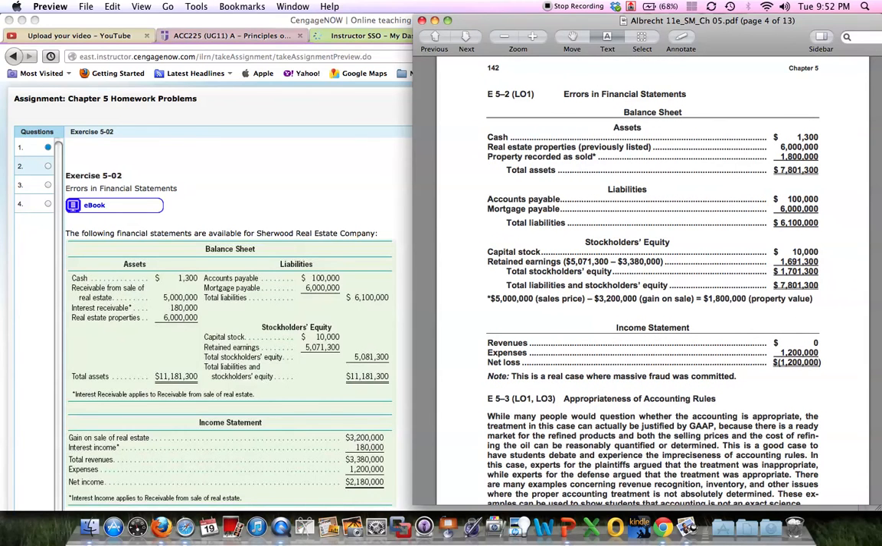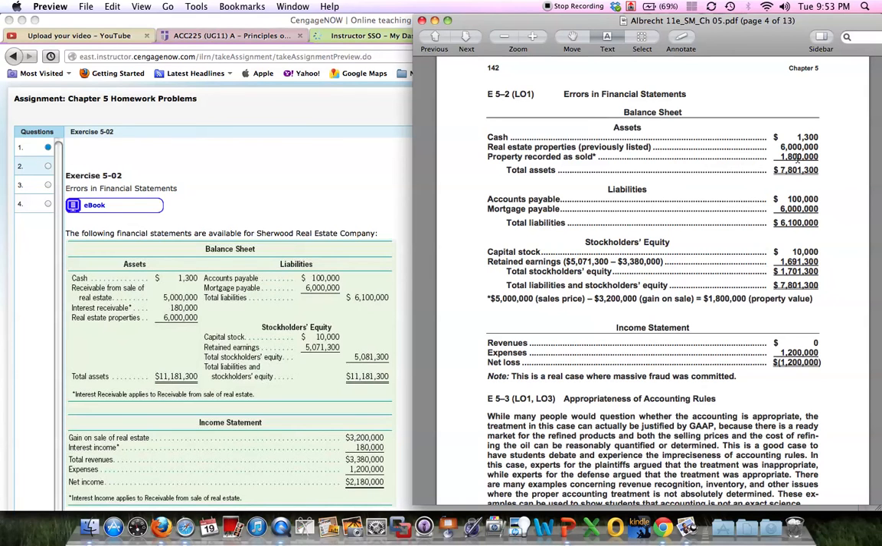And now on the balance sheet side, let's just compare both sides, the original versus what we have. Cash is the same. Real estate was $5 million over here. The receivable from real estate, there was no receivable on the right side. You still have $6 million of real estate properties on hand, and so you still have that on the right side. And then on the left side, you had some interest receivable of $180,000. On the right side, that does not exist.